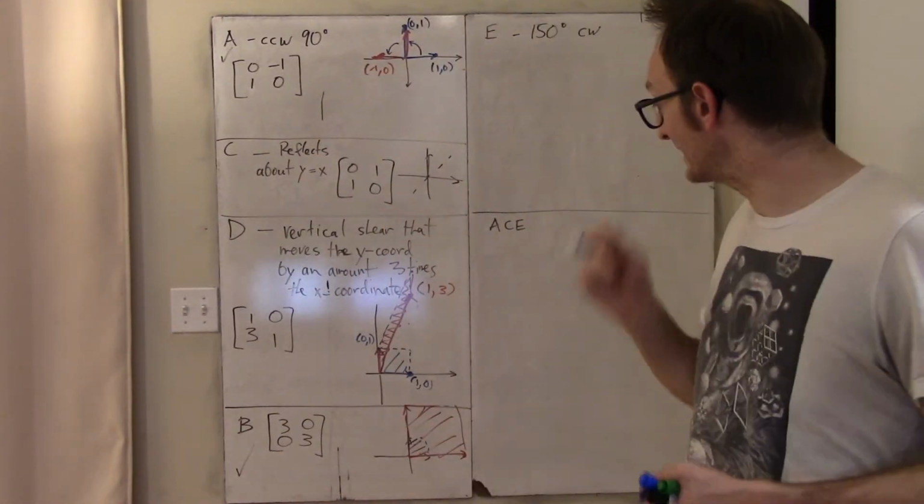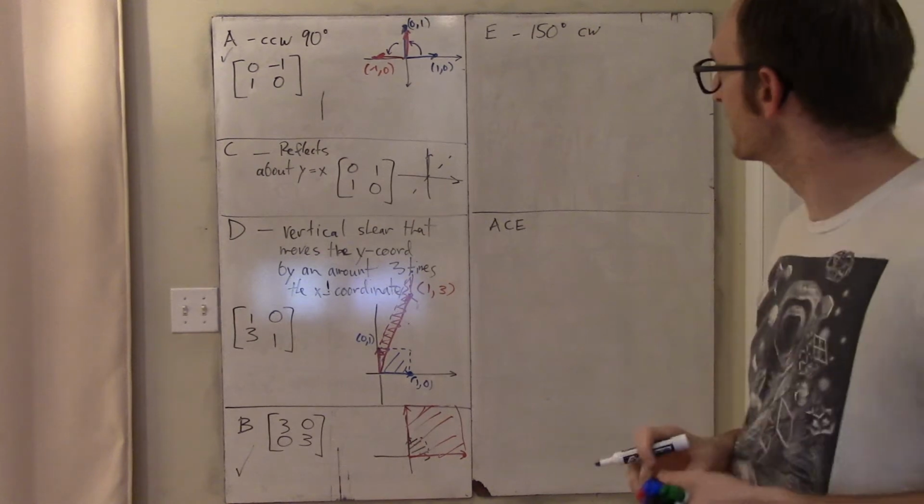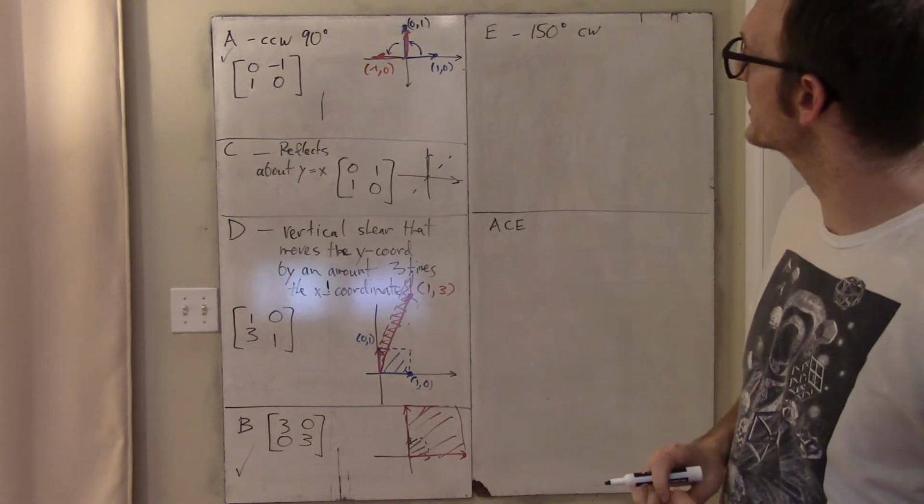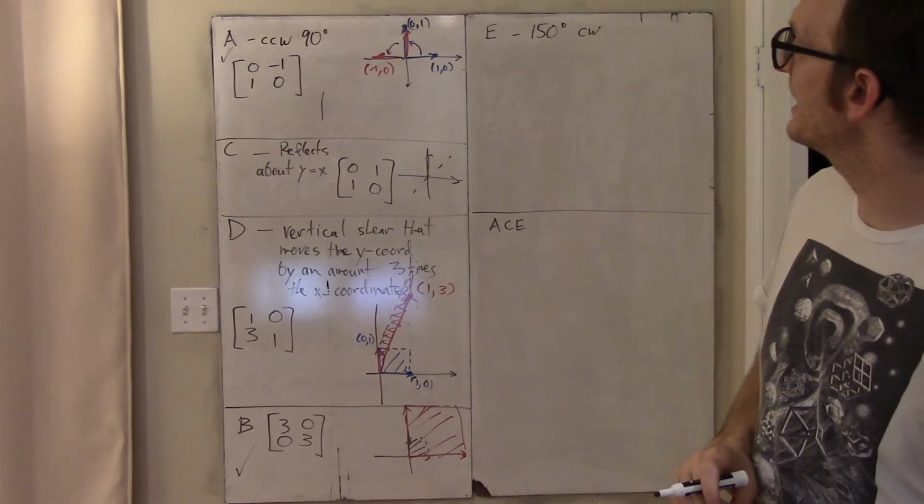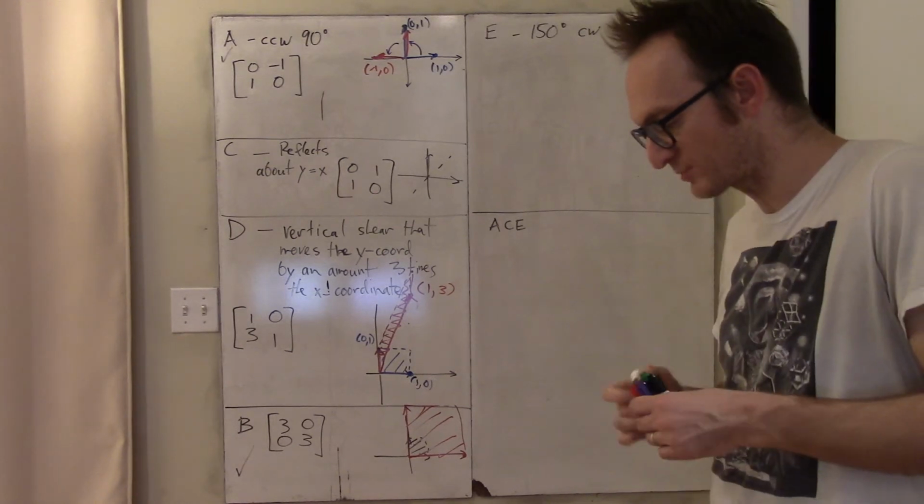Alright, so this was all review. We did problems exactly like this in class. Okay, maybe this was the first one now that was a little bit of a challenge. Part E: how do you rotate points 150 degrees clockwise?